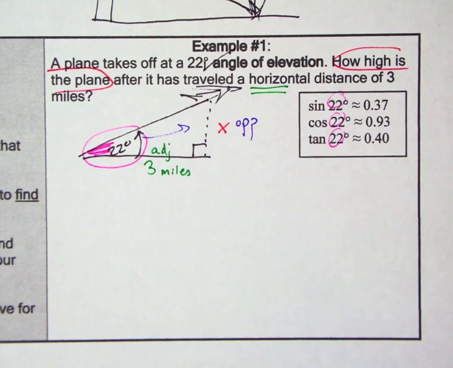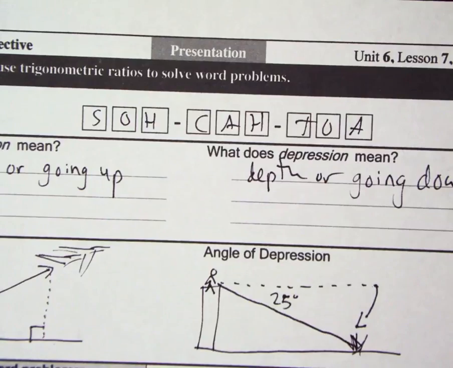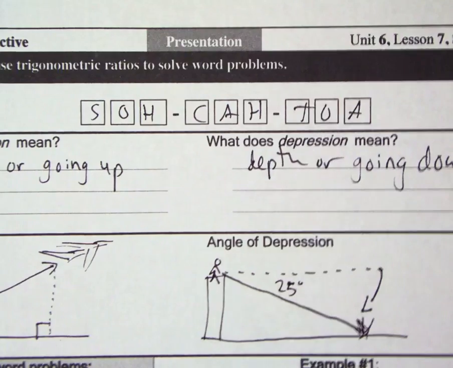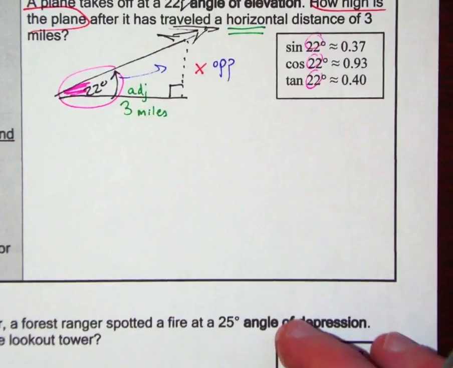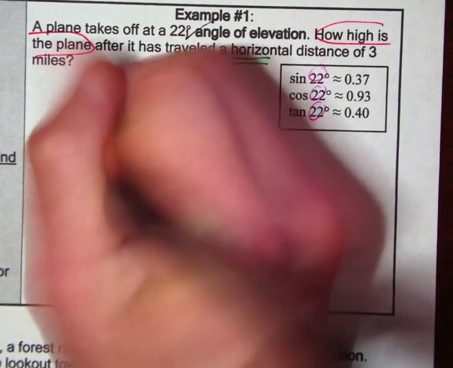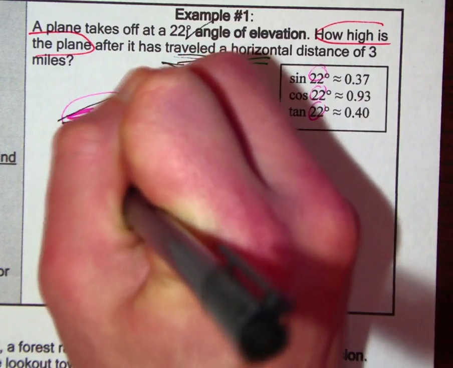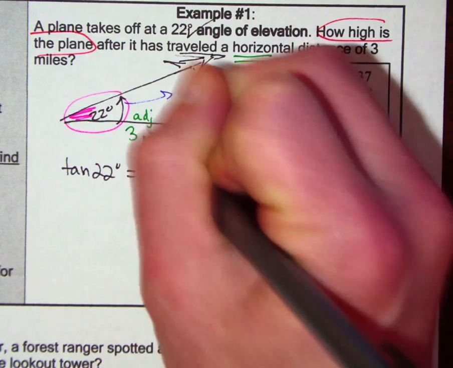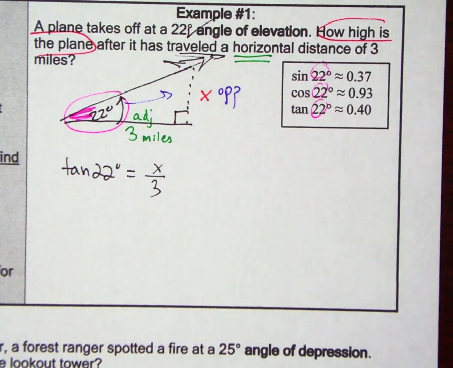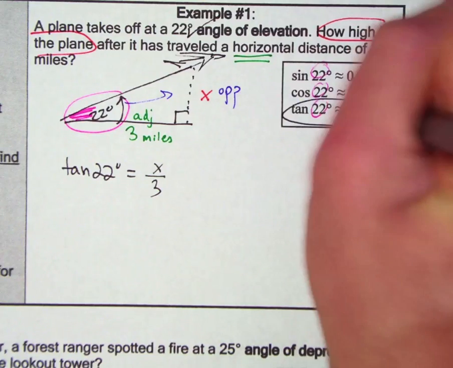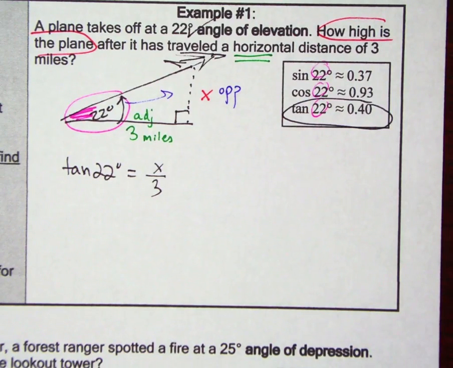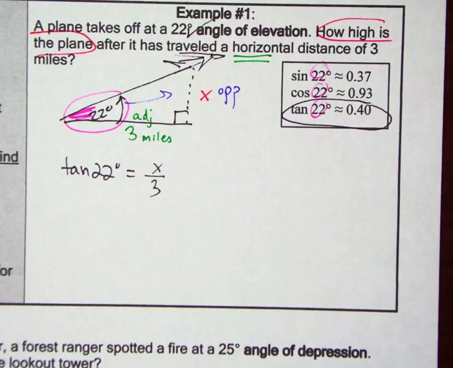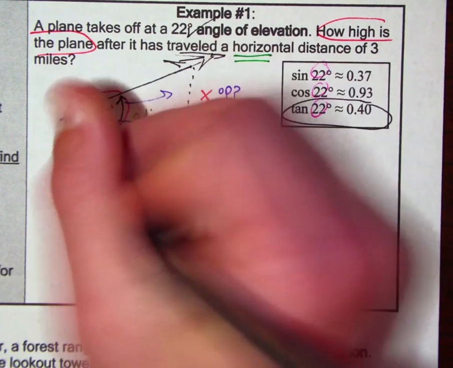So what's opposite and adjacent? If I go up here, opposite and adjacent is tangent. So I'm going to come back down here and I'm going to write out my equation. The tangent of 22 degrees is equal to the opposite, x, over the adjacent, 3. So what is the tangent of 22? Well, according to our table, every similar triangle, it's always 40 over 100, or 40 hundredths.